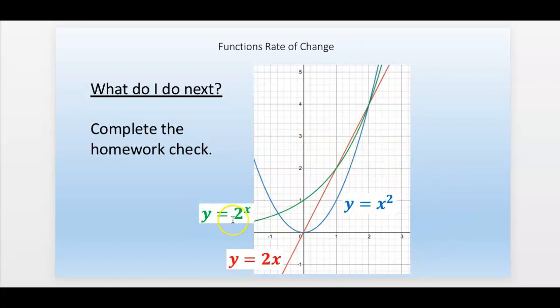The green one is y equals 2 raised to the x power, where x is the exponent. The straight line is y equals 2x, with a slope of 2. Y equals x squared, the quadratic, is something we're going to be looking at quite a bit, starting after winter break. Quadratic is shaped like a U, or an upside down U.